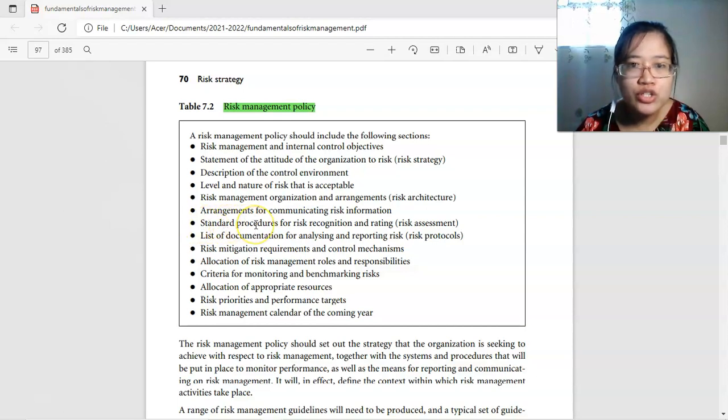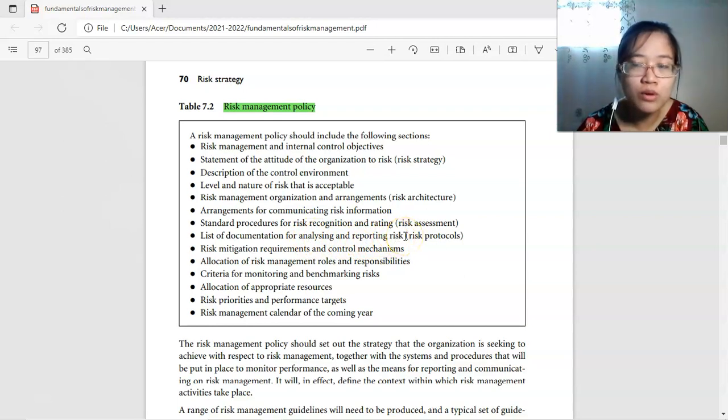Okay, and then next, where are we? Standard procedures for risk recognition and rating. So, this is part naman ng risk assessment. It would depend kasi on the nature, the industry, the complexity, the size of the organization, kung paano nila masasabi na yung isang particular risk ay significant ang effect sa kanila or not. Okay? List of documentation for analyzing and reporting risk.